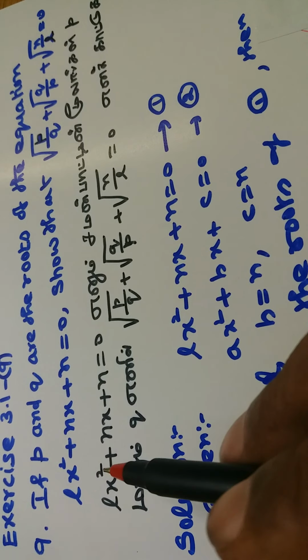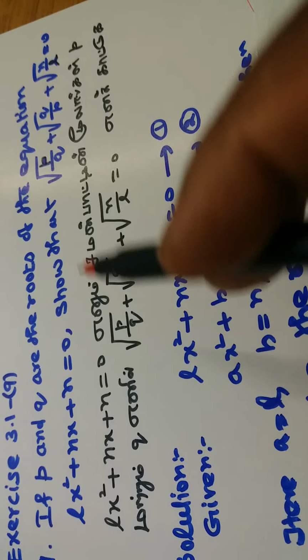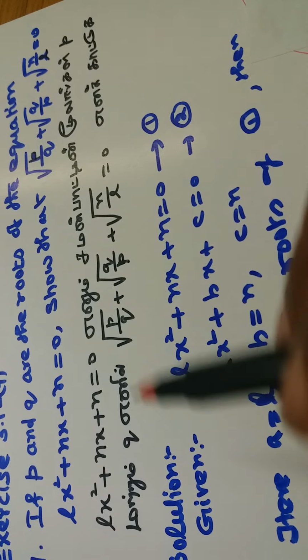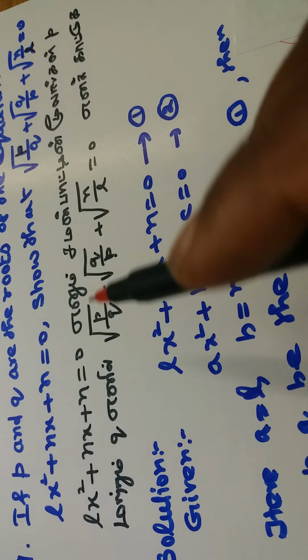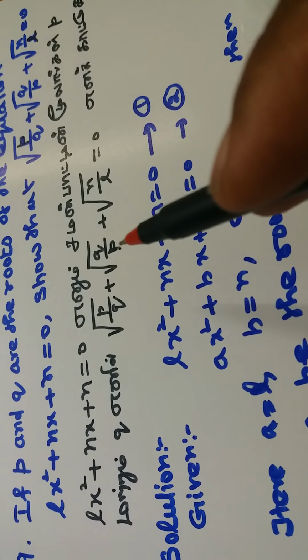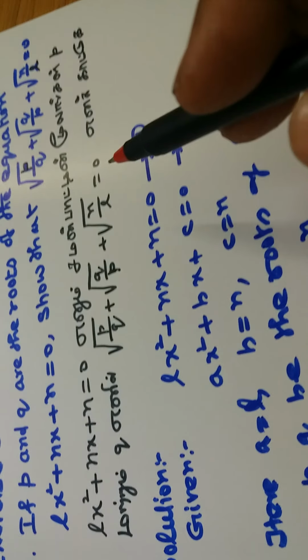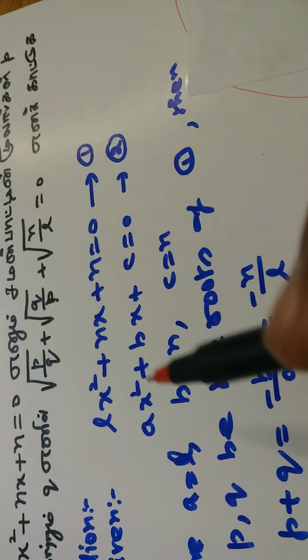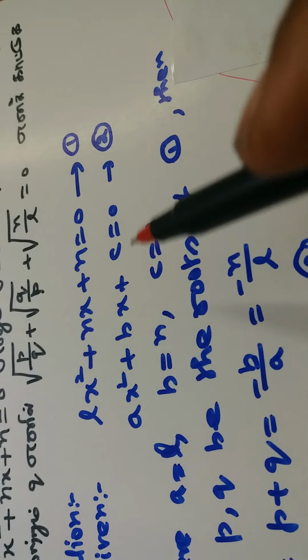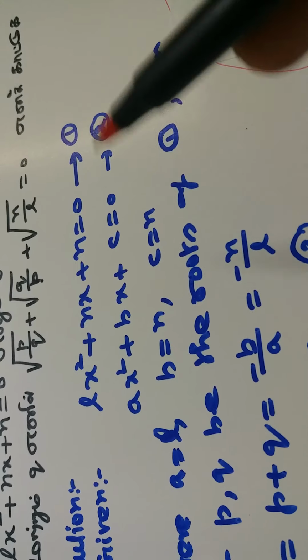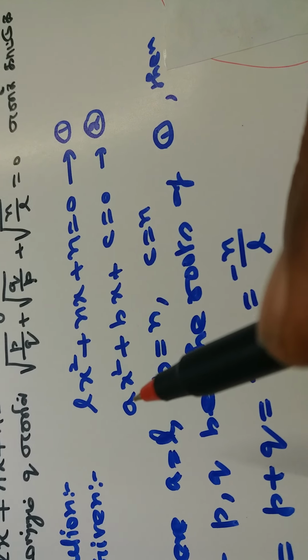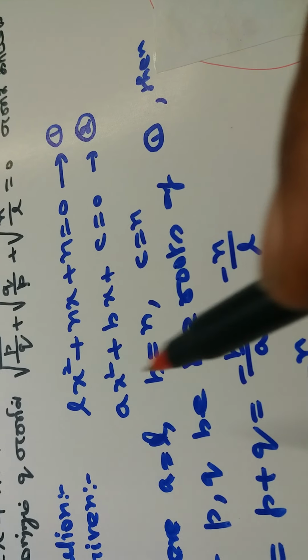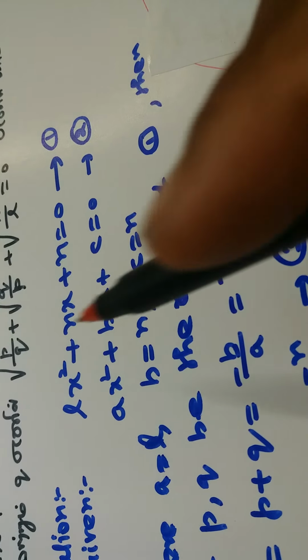In Tamil: Lx square plus Nx plus N equal to 0 என்னும் சமன்பாட்டின் மூலங்கள் P மற்றும் Q எனில் square root of P by Q plus square root of Q by P plus square root of N by L equal to 0 என காட்டுக. Given Lx square plus Nx plus N equal to 0, equation number 1. Compare with the general equation Ax square plus Bx plus C equal to 0, equation number 2. For comparing these two equations, you get A equal to L, B equal to N, C equal to N.